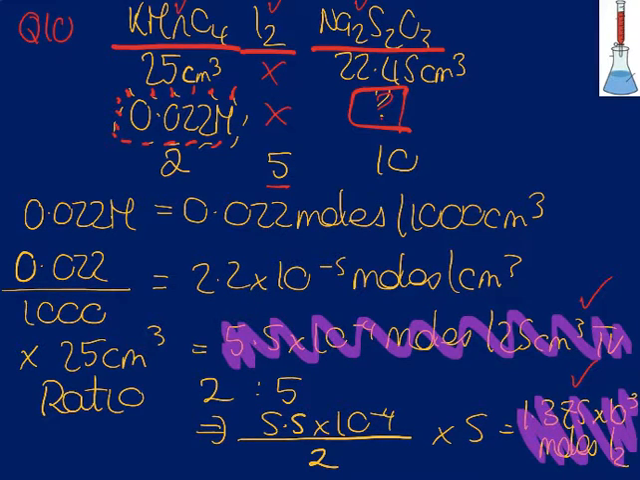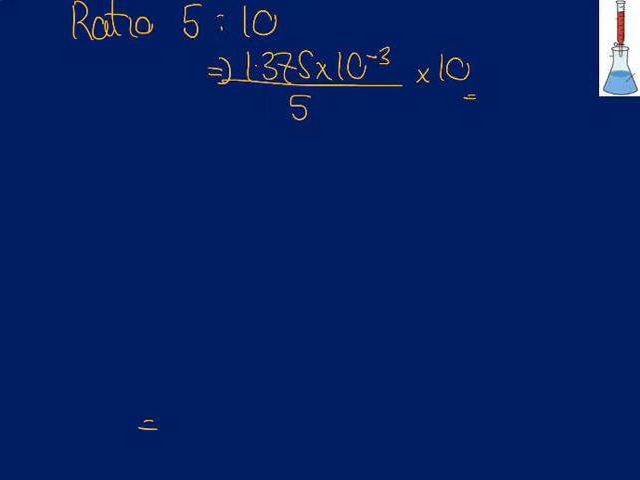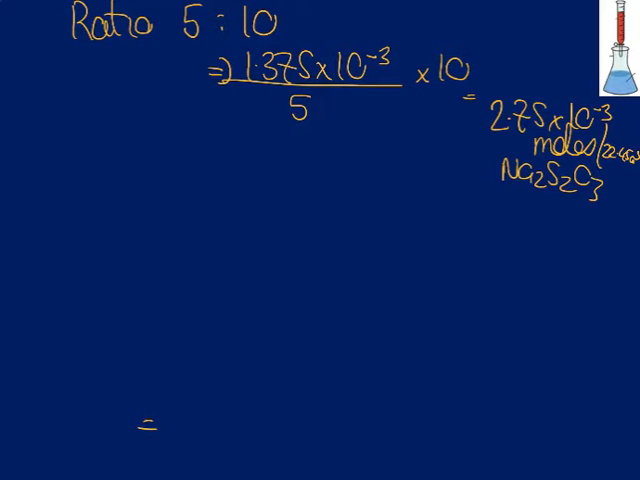The next question is asking you to identify the concentration of sodium thiosulfate in moles per liter. So now we've worked out a ratio of 2:5, and I'm going to finish it up here by working out what 5:10 is to find moles of sodium thiosulfate at our end point. So with the ratio being 5:10, we divide the 1.375 by 10 to the minus 3 divided by 5, multiply it by 10, and that's now giving us 2.75 by 10 to the minus 3 moles of sodium thiosulfate at our end point. So in terms of the W we are at this point here.